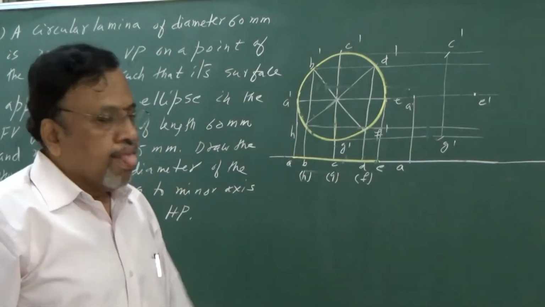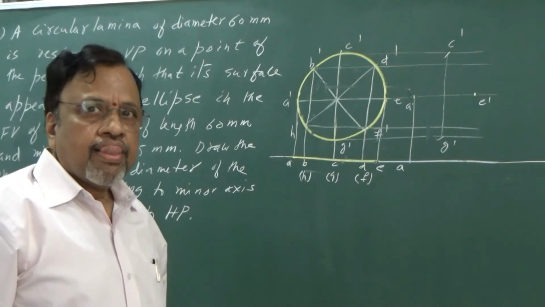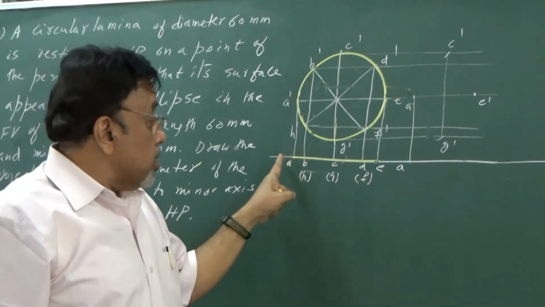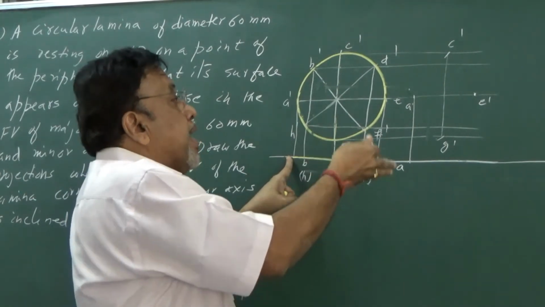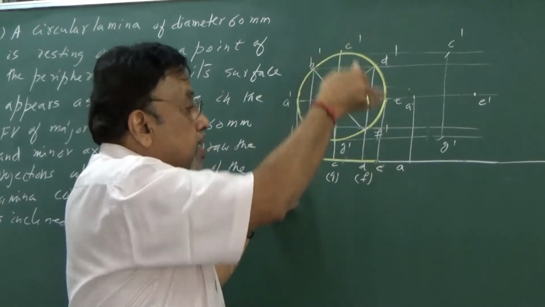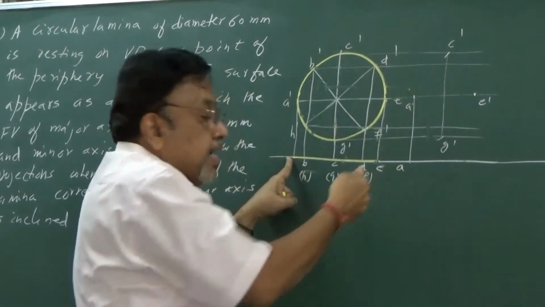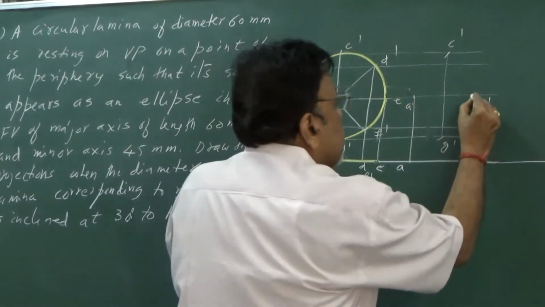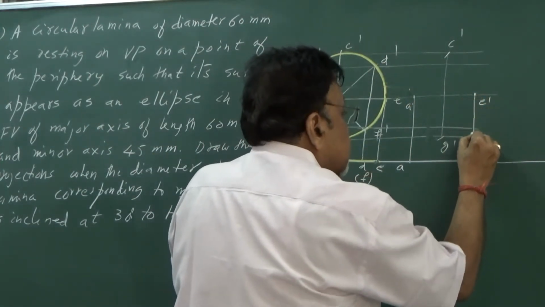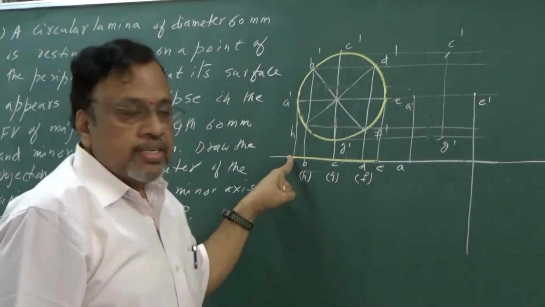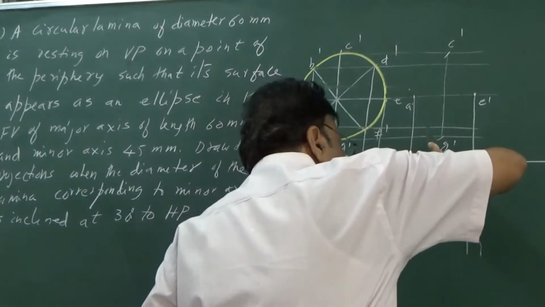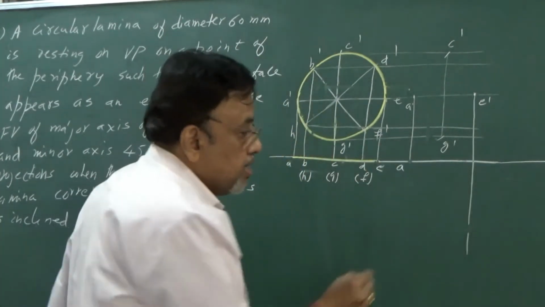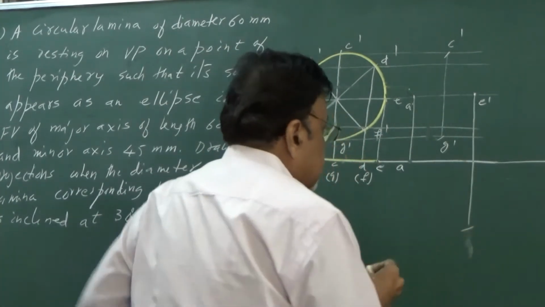What about E? Where do you get E? E will be the extreme point for this particular lamina, and we know that E dash should be on the same projector. A dash A, same projector. Then what you do? I will just draw this projector, then take this length AE and cut it. Is it clear? So this will be the point.